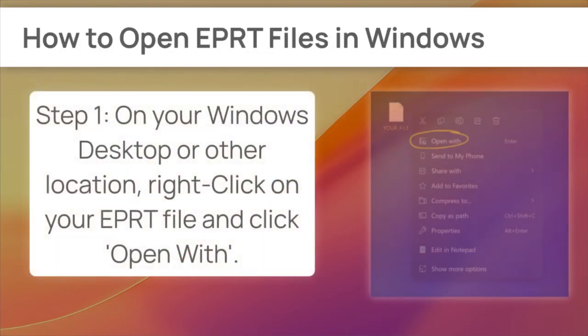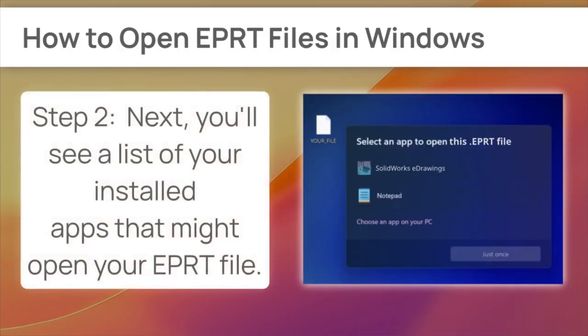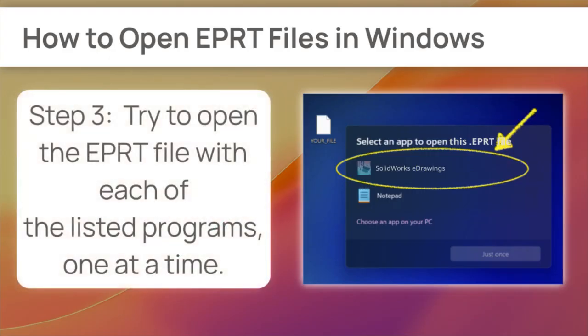Open the menu by right-clicking your EPRT file and choosing Open With. Test SolidWorks eDrawings first if it is visible. If not, select another application. Different tools have different strengths with specific formats.